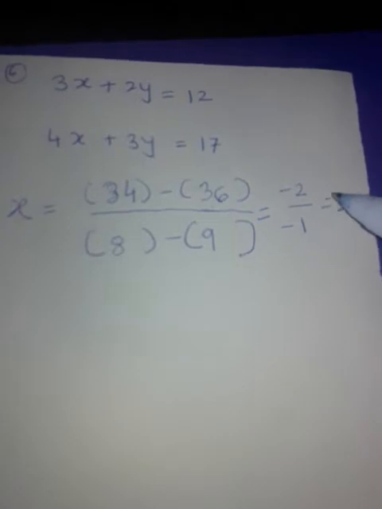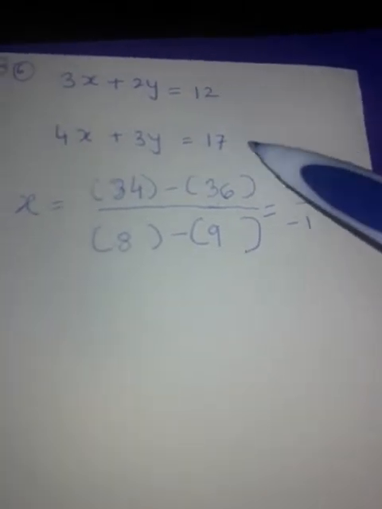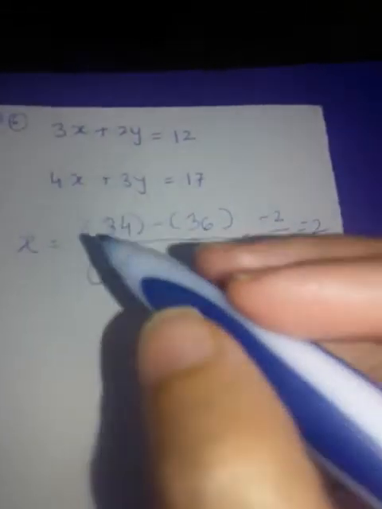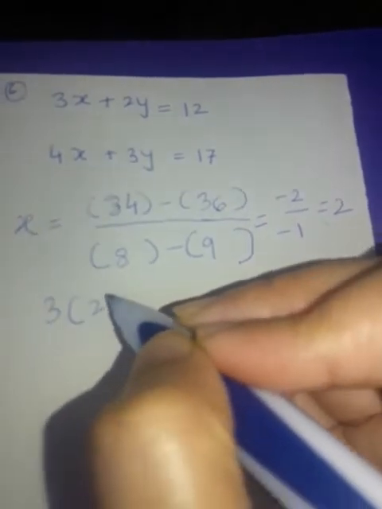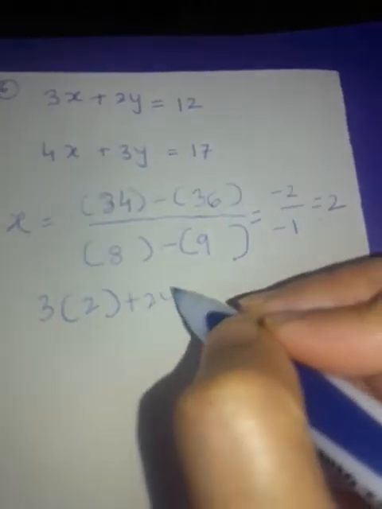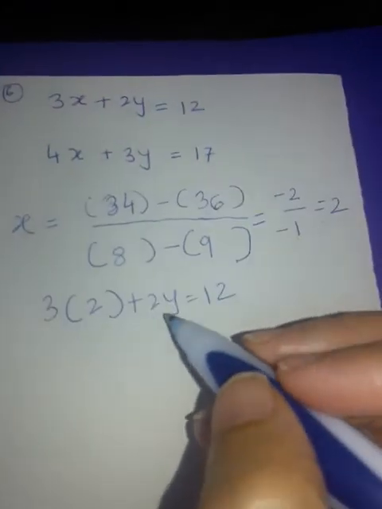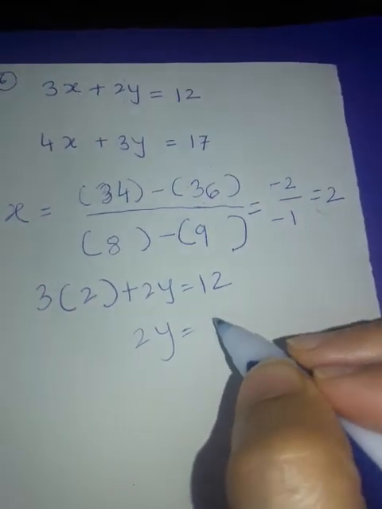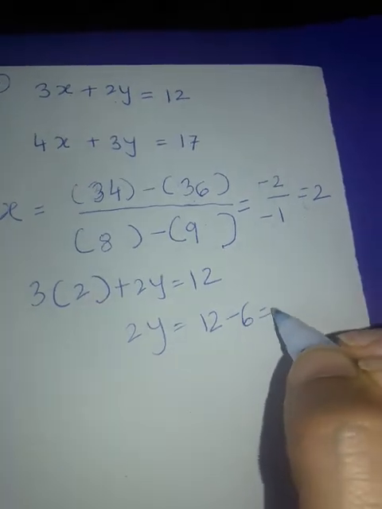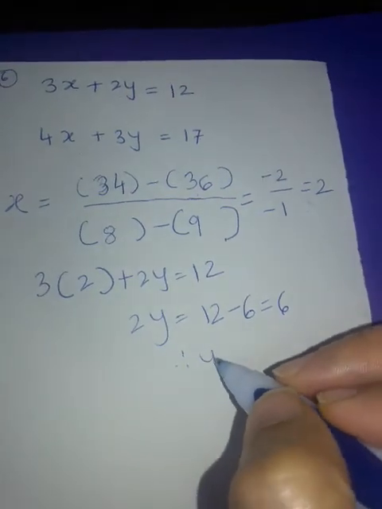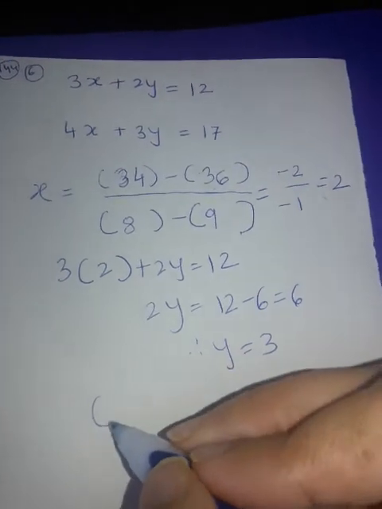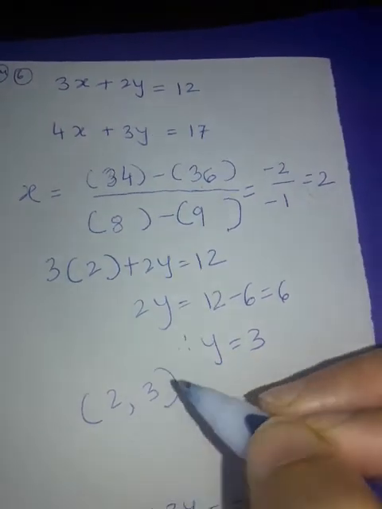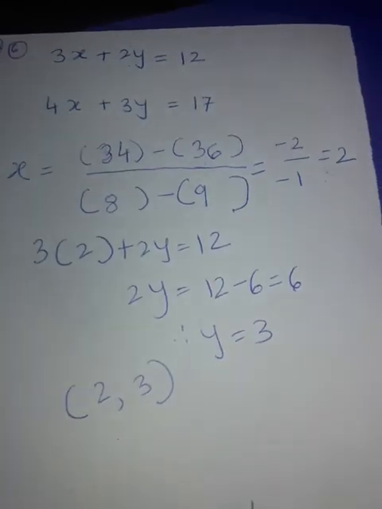Now we can substitute this in either 1 or 2. Suppose I substitute it here. Three into 2 is 6. 6 goes here. 12 minus 6. So this is 6. Therefore y is equal to 3. Your solution set is 2, 3 within few seconds.